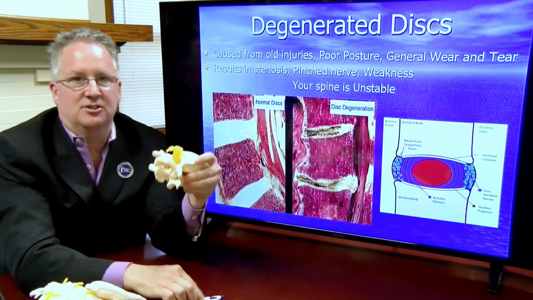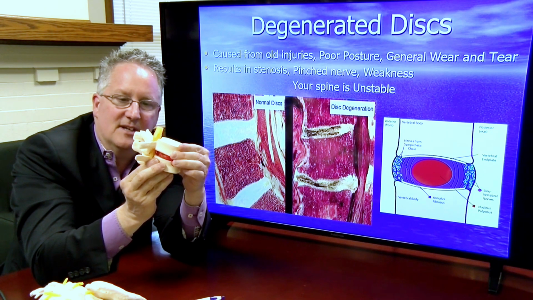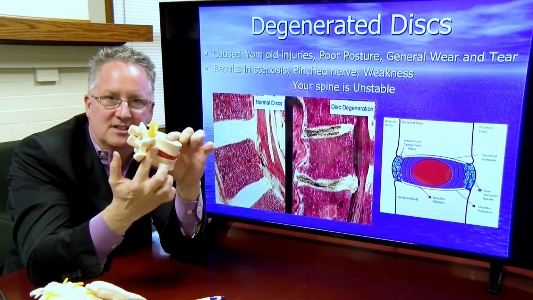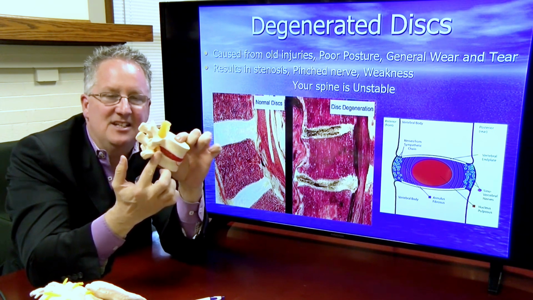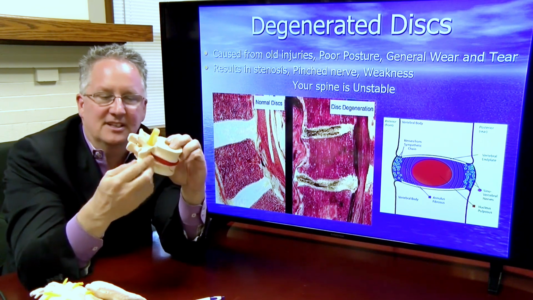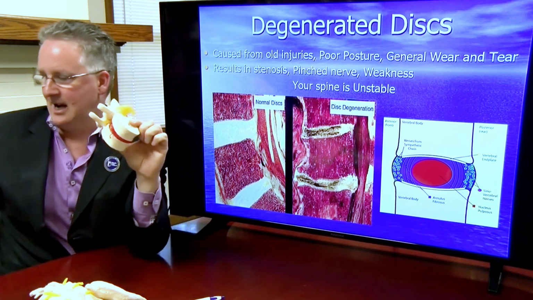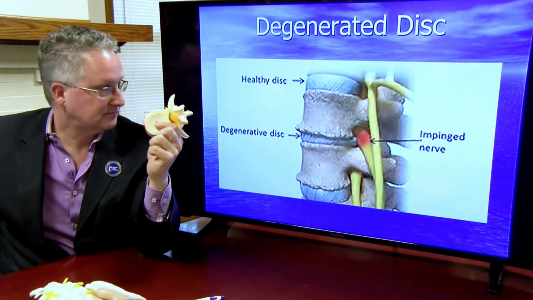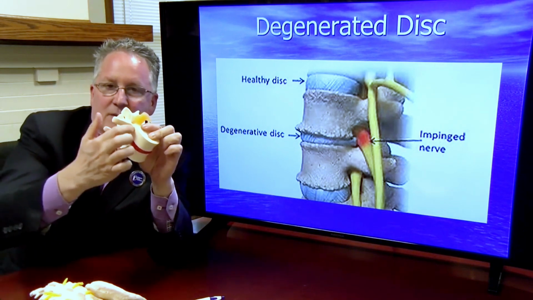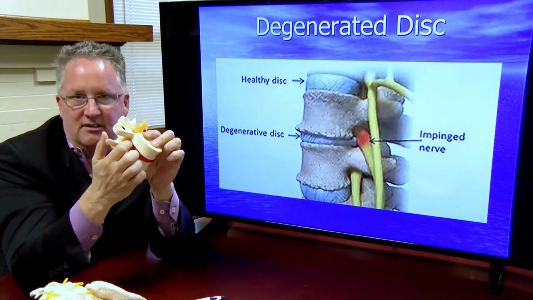And as the nucleus starts to dry out, the vertebrae start to get closer together. And as those vertebrae get closer together, the opening physically gets smaller. So you develop a degenerated disc. The disc is degenerating as the vertebrae get closer together, and that's going to start to pinch that nerve a little bit. Also, what happens over time is that space, as it gets smaller, you'll start to develop what's called stenosis. So the disc degenerates and then the bone starts to degenerate.